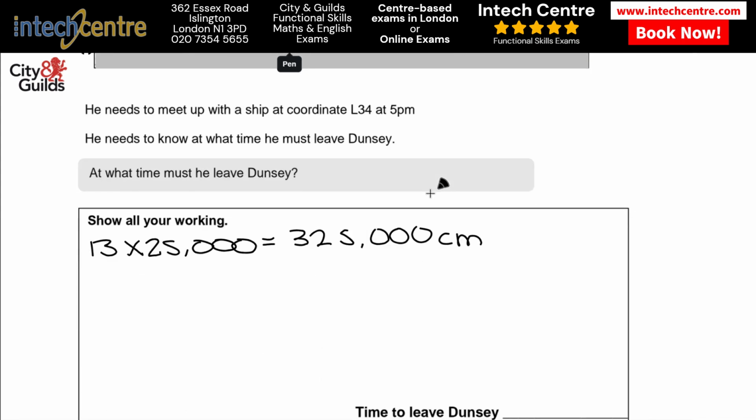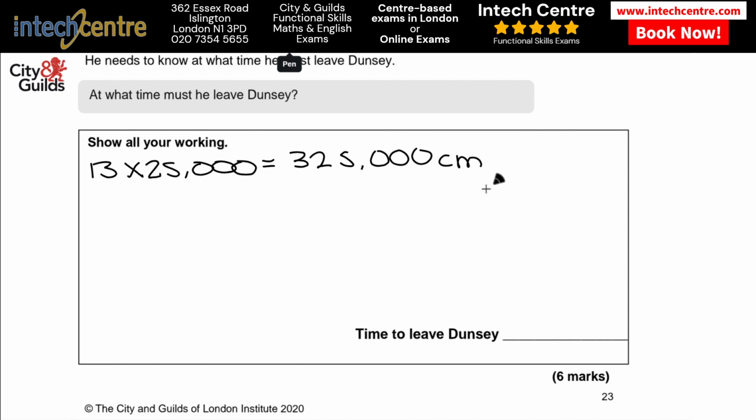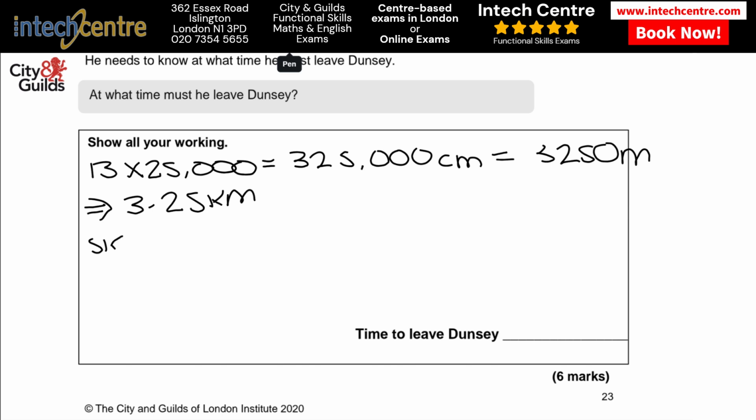Now, up here, we were told he's traveling at 5 kilometers per hour. So what we need to do is change these centimeters into kilometers. So let's start by converting this into meters. Centimeters to meters means divide by 100. So dividing this by 100, this is equal to 3,250 meters. Now, transferring meters into kilometers, we divide by 1,000. So this divided by 1,000 is equal to 3.25 kilometers.